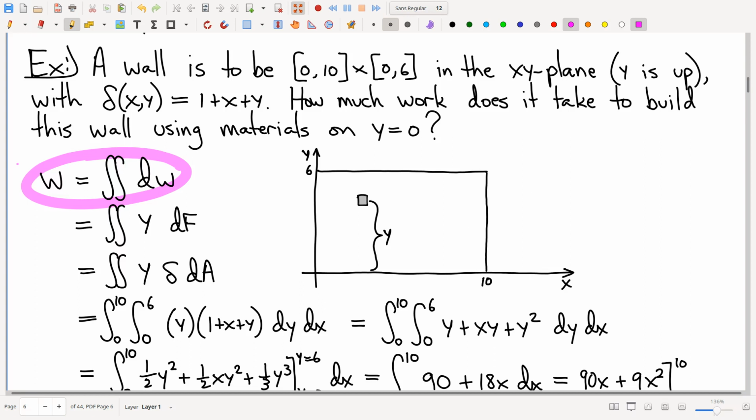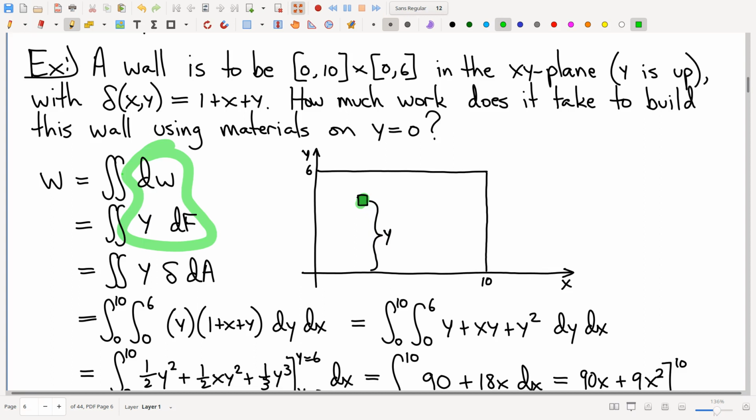Alrighty, so that being the case, let's look at this particular little stone right there. How much work did it take to lift that up to where it goes? I make the case that that differential amount of work relates to how heavy that little stone is, the differential amount of force, the weight. And specifically, work equals force times distance. The distance for this little piece of stone at x comma y, the height that it has to be lifted, is y.